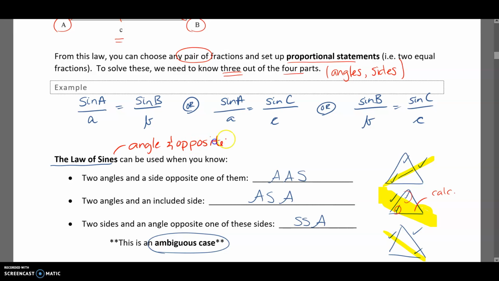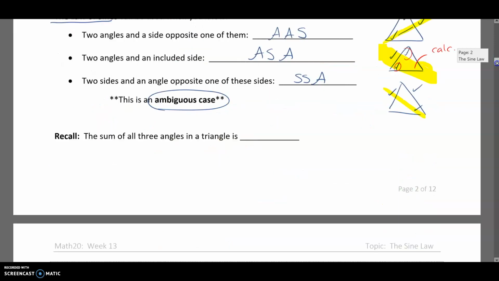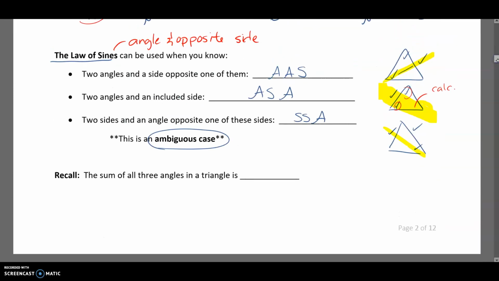That allows us to completely fill in one of these fractions, and then if we have one other unknown, we can calculate for another value. Remember, when we're calculating an unknown angle, the sum of all angles in the triangle is 180 degrees. I'll stop this video here, and in the next video, we'll start to work through some examples.